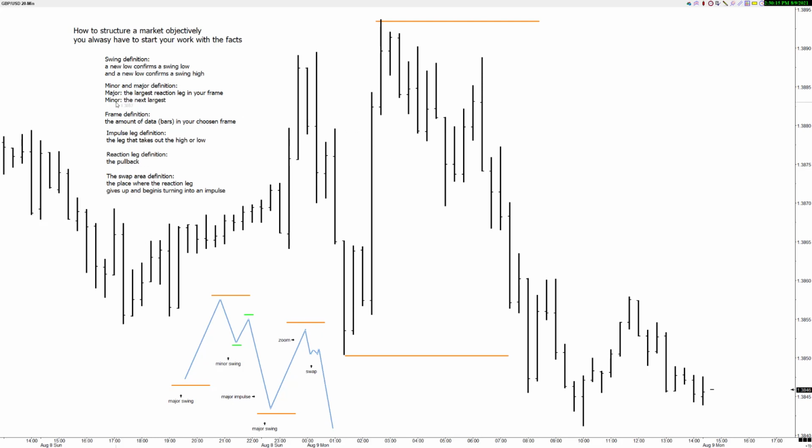Minor swing is going to be the next largest. So we use the same swing definition. So how do we tell major from minor? Well, major is going to be the largest reaction leg. Minor is going to be the next largest, just like here. So now I can begin to follow a market. What I can do to follow a market is project the various reaction legs.